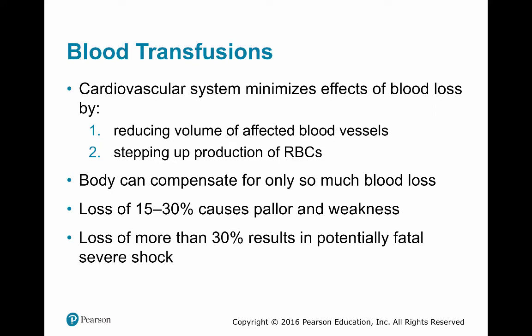So let's talk really quickly about blood transfusions, a little bit about blood typing, and then we're going to be done with this section. So the cardiovascular system minimizes the effect of blood loss by reducing the volume of affected blood vessels and stepping up the production of red blood cells. The body can compensate, but only for so much blood loss. Basically, loss of about 15 to 30% can cause pallor and weakness, change of color, right? Loss of more than 30%, though, can result in potentially fatal or severe shock.